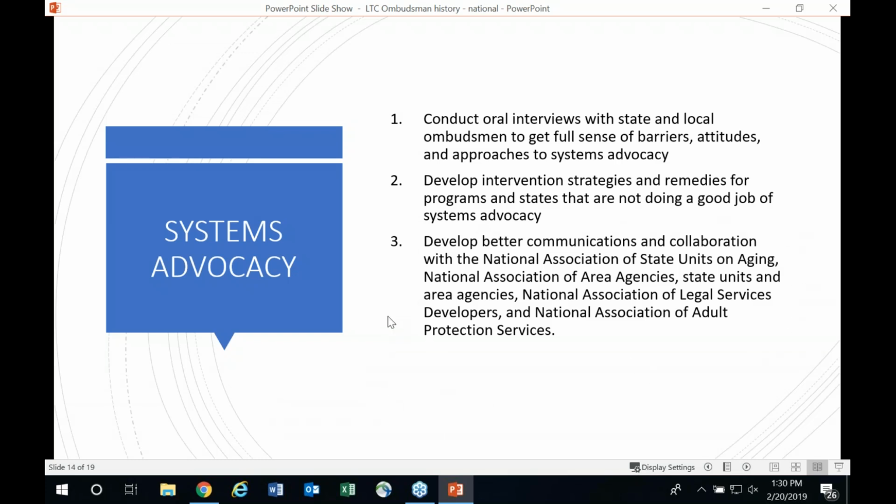So they also, again, recommended that we develop better communications and collaborations with a set of national agencies. These agencies are a little different than the ones that were pointed out in the 1995 study, but just a better job of collaborating with other agencies that also are involved in aging and long-term care issues.